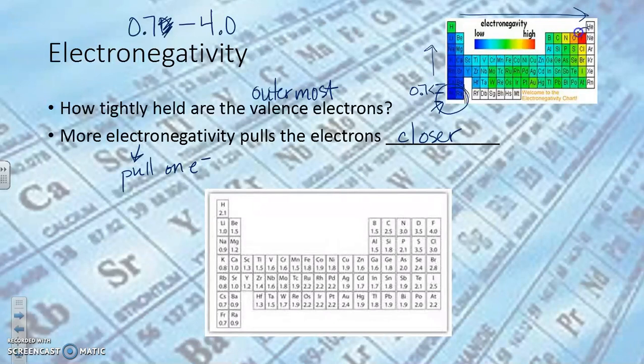The most electronegative value would be fluorine, and that has a value of 4.0. So it is the most electronegative element, and these two here are the least.